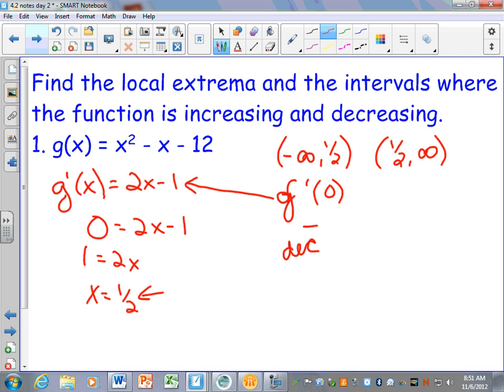Which means, probably we could guess what's going to happen over here. If I pick a point bigger than 1/2 to infinity, you can pick whatever you want. Pick 700 if you want. I'm going to pick 1. And if I plug 1 into my derivative, not the original, I'm looking at the derivative because I'm thinking about slope. If I plug 1 in there, do you agree I get a positive number? Which means my graph is increasing. So if my graph changes from decreasing to then increasing, does that mean 1/2 is going to be a max or a min?